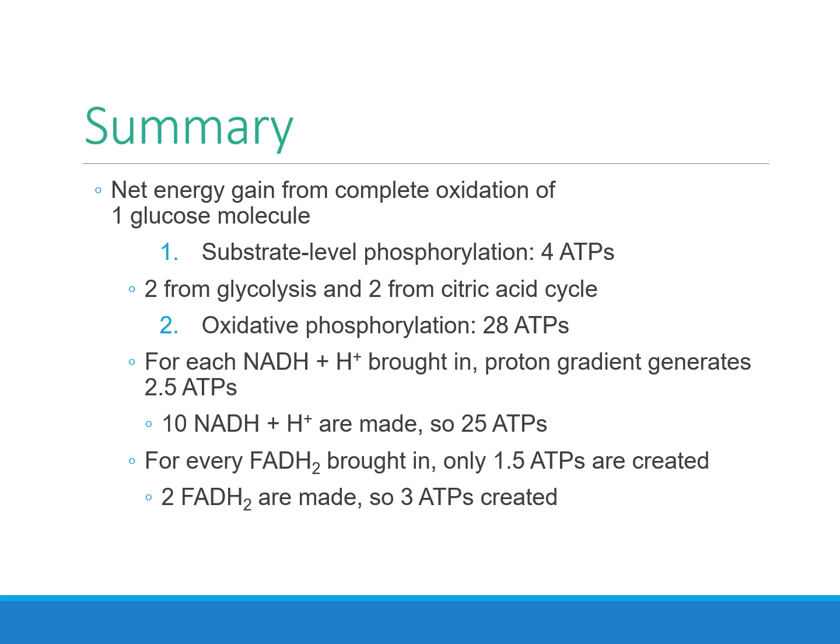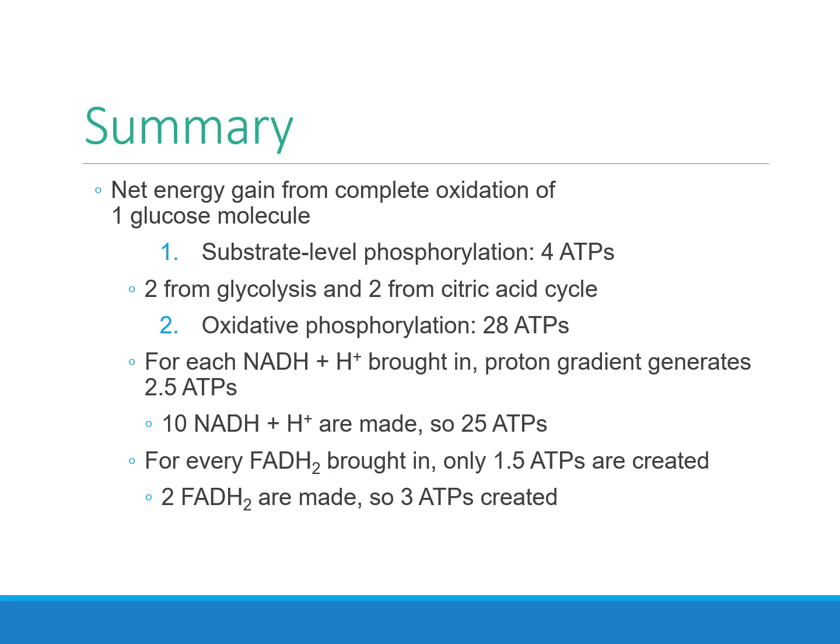My message to you about this whole thing of how many ATPs you get from each glucose molecule is that every textbook is going to tell you something different. The parts that we know for sure is what happens in glycolysis and citric acid, the substrate level phosphorylation. We know that we get 4 ATP out of that. The rest of it, it's real sketchy. Every book will tell you something different.